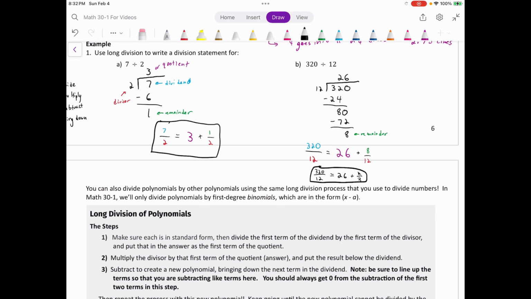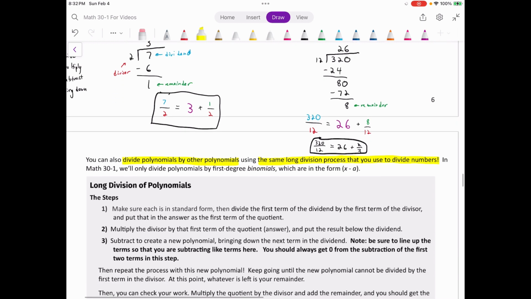So we remind ourselves of that process there because we can actually divide polynomials by other polynomials using the exact same long division process that we just used, okay? So that's why we're reminding ourselves of that little algorithm there, okay? In Math 30-1, we're only going to divide polynomials by first-degree binomials. You could technically do it with larger polynomials, like you could divide by a trinomial, okay? But we're just going to do first-degree binomials in Math 30, okay?